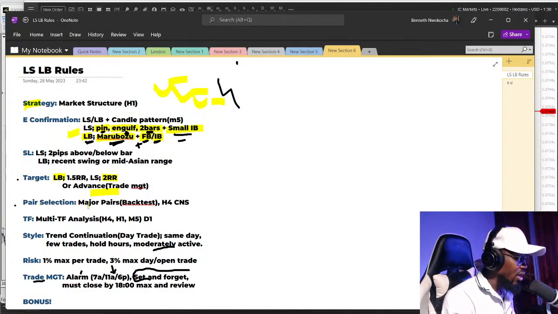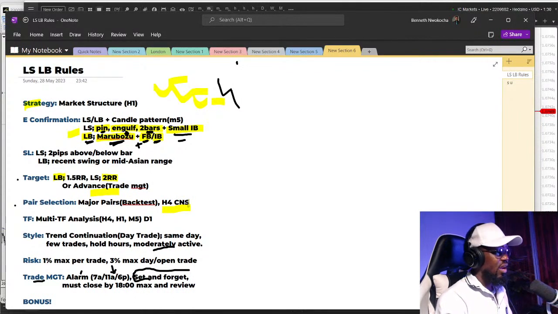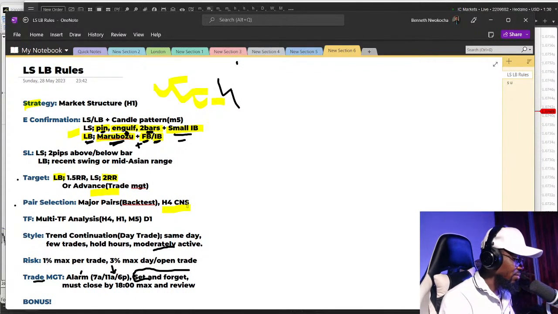The pair selection. How do you know what pair to take? Look at the consensus on H4. This is another angle to it. Remember when I started off, I told you there is a way you can know the market condition that is right for you. That's what I mean by consensus. I have to teach it in another class. You're welcome. All right.